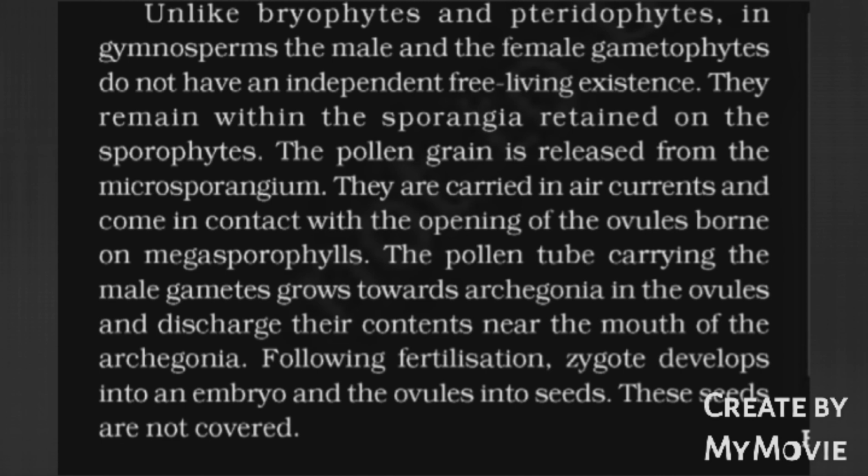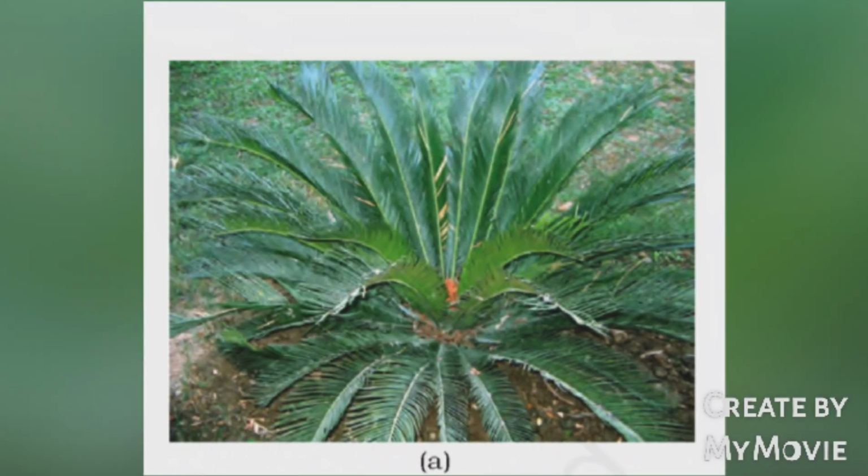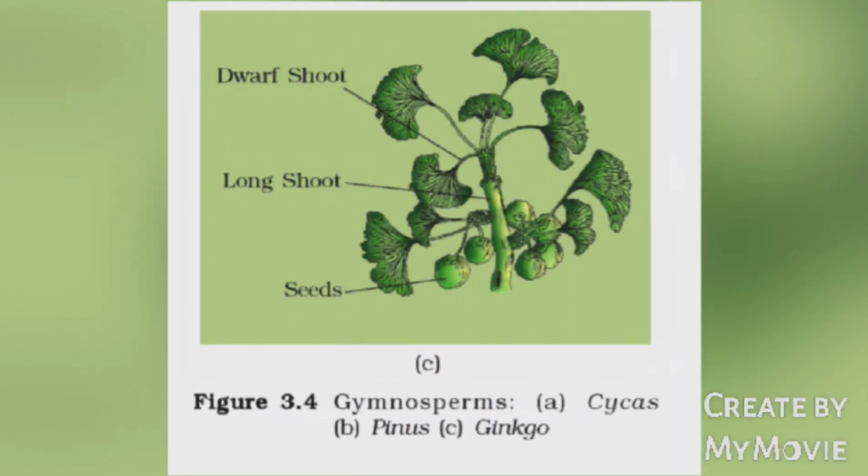The pollen grain is released from the microsporangium. They are carried in air currents and come in contact with the opening of the ovule borne on megasporophylls. The pollen tube carrying the male gametes grows towards archegonia in the ovules and discharges their contents near the mouth of the archegonia. Following fertilization, zygote develops into an embryo and the ovules into seeds. These seeds are not covered. Figure 3.4. Gymnosperms. A. Cycas. B. Pinus. D. Ginkgo.